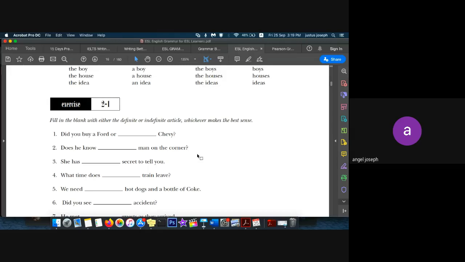Does he know dash man on the corner? Imagine the situation. If you're asking this to somebody, is the man defined or indefinite to you? Defined. So what will you put? The man on the corner. Imagine you're standing in a market with your friend, pointing towards one person, and you say, do you know that man? Another form is a different form altogether, but you can also say, do you know the man? You will not say, do you know a man? So that understanding is what I'm asking you to gain here.